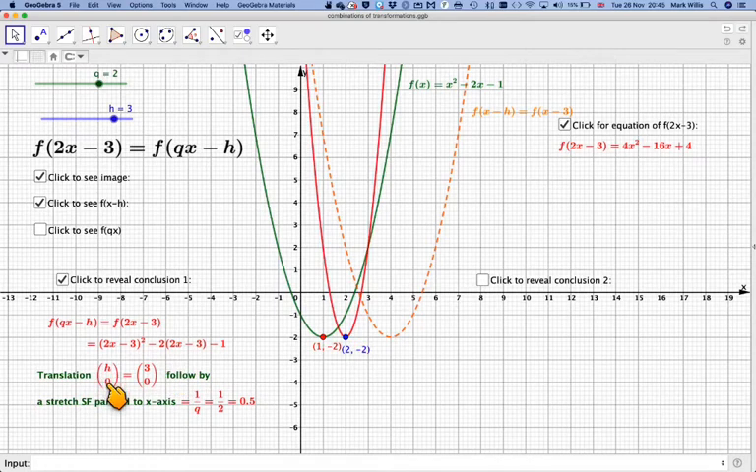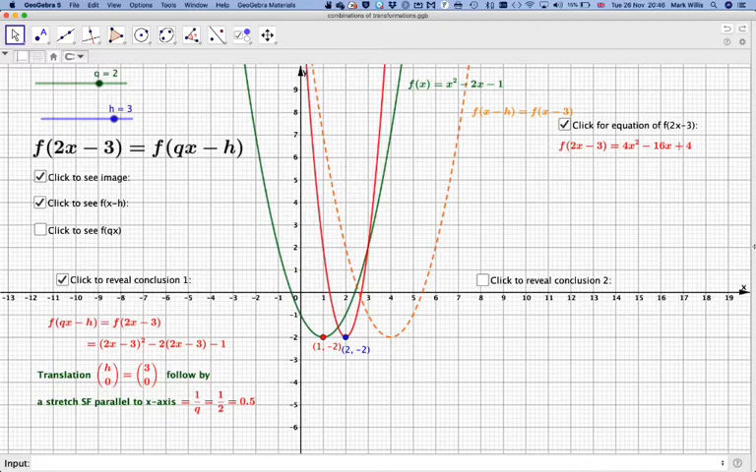So a translation (h, 0), here (3, 0), followed by a stretch, scale factor parallel to the x-axis 1/q, which is 0.5, will give us the resulting graph. And you can think of it this way. If I had to solve an equation like 2x minus 3 is equal to some number, you would add 3 first, i.e. you would do the translation, and then you would divide by 2 in order to get to the answer. The divide by 2 represents the stretch.